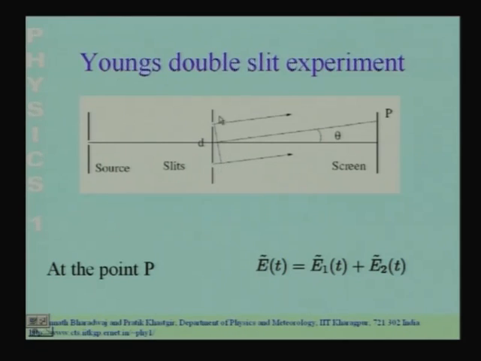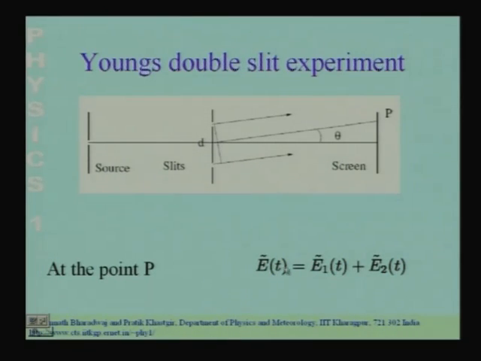I have not put names 1 and 2 to the individual slits. You can refer to any one of them as 1 and the other one as 2, it is your choice. So, if we wish to calculate the electric field of the wave at this point, remember it is an electromagnetic wave. So, the quantity of interest is the electric field. If you wish to calculate the electric field at the point P over here, it will have two contributions, one that comes from the first slit, E1, and another that comes from the second slit, E2, and the resultant electric field over here at the point P is a superposition of these two contributions.